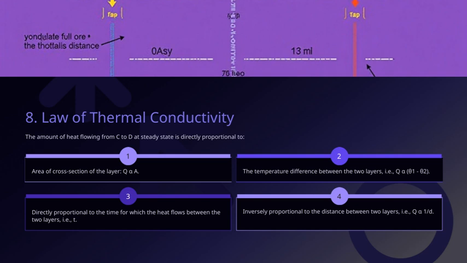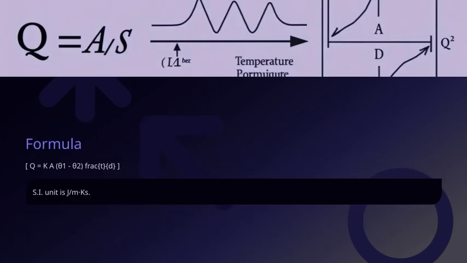All of these points tie into the broader concept of heat transfer and how different factors influence the rate and amount of heat flow between layers. Understanding these relationships helps us grasp the principles behind thermal conductivity and heat transfer efficiency. The SI unit for thermal conductivity is joules per meter Kelvin second, or J per MKS. This might look a bit complex at first, but it really helps us quantify how well a material conducts heat.